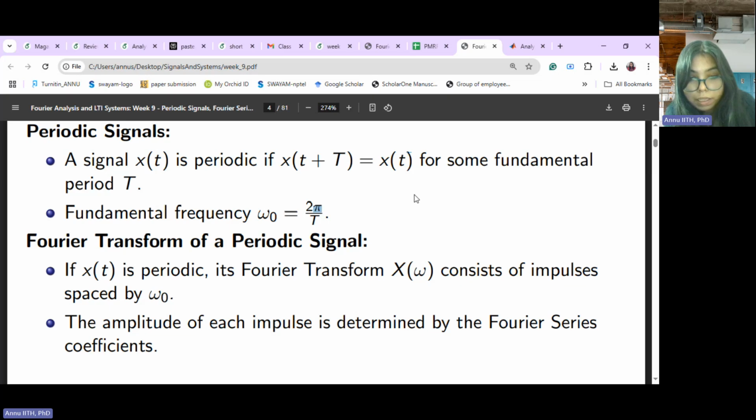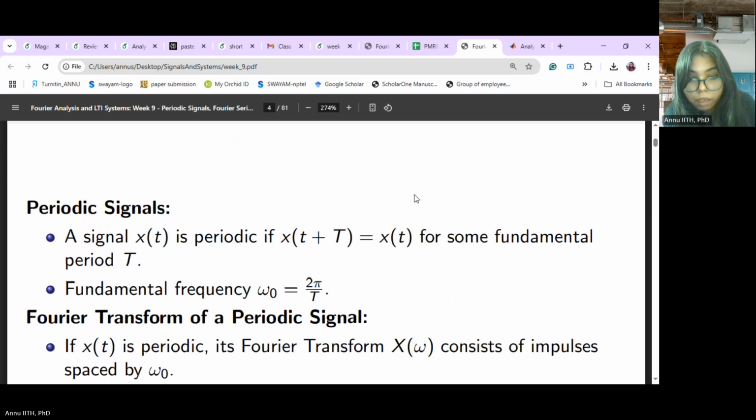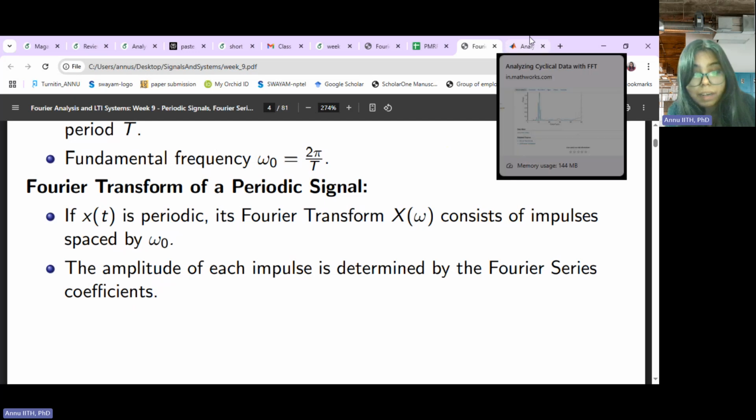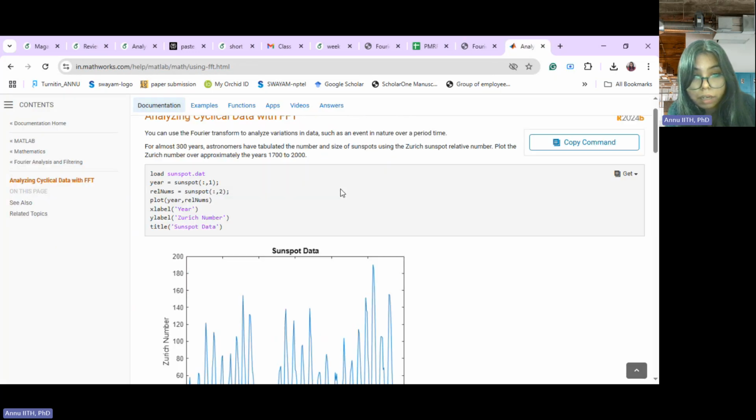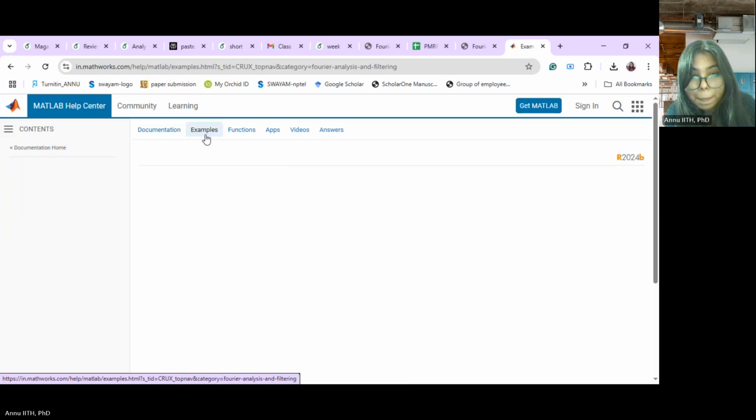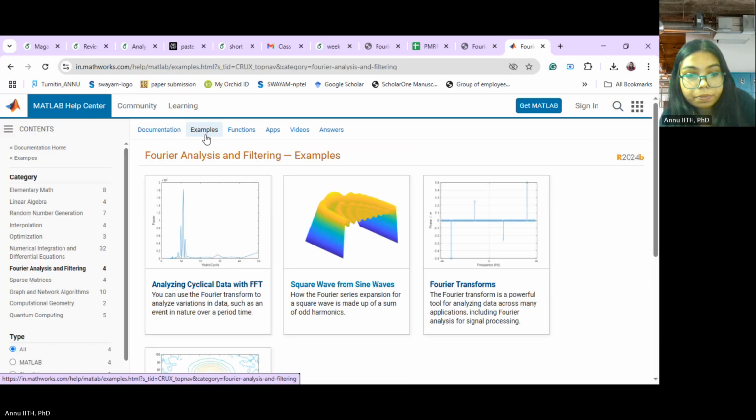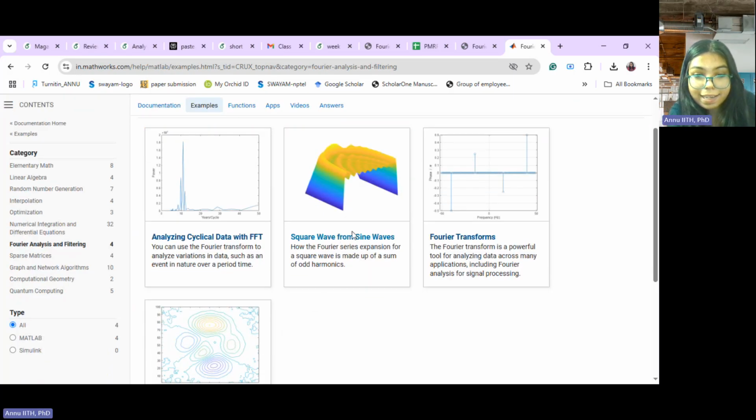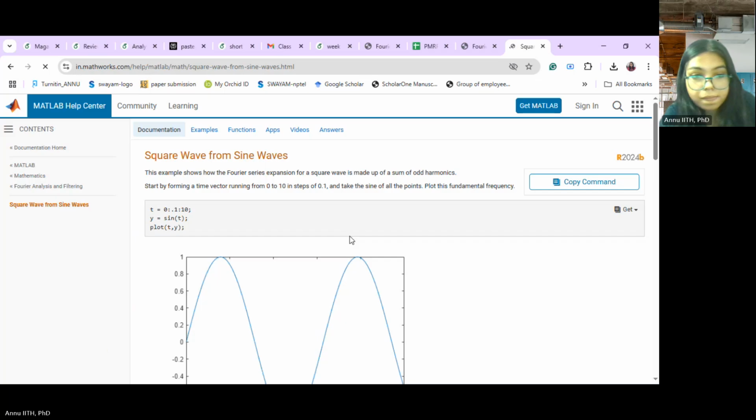So, Fourier coefficients, I was talking about. If x(t) is a periodic signal, its Fourier transform consists of impulses separated by omega naught, and that we will be showing. Actually, this is cyclic data. This is different from the actual Fourier transform, but the Fourier coefficient is only calculated for a periodic signal. Yes, let us see this.